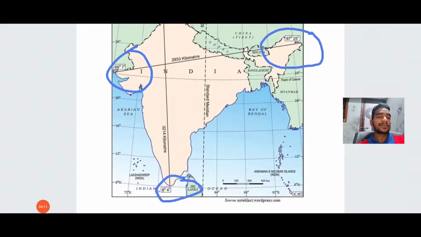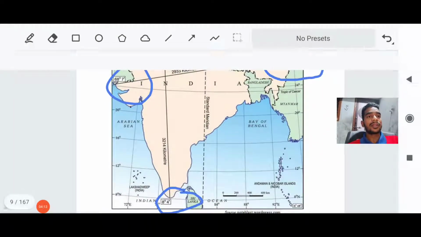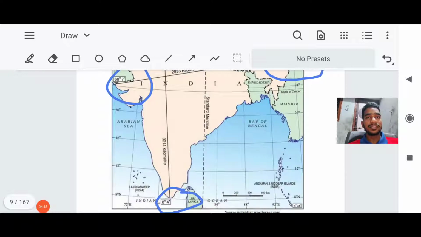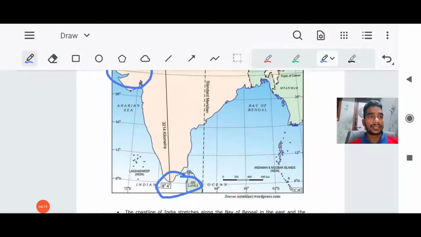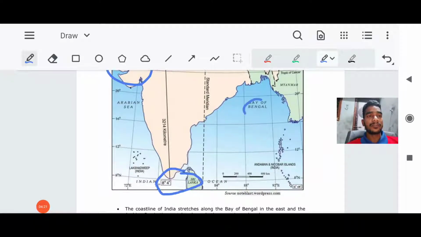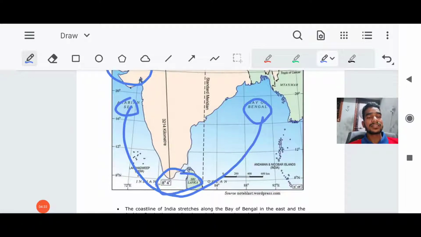You can see the coastline of India is from the Bay of Bengal in the east to the Arabian Sea in the west. If I can show you with the drawing, yes, you can see this. This is the Bay of Bengal and this is the Arabian Sea. This is our coastline that is stretched from the Bay of Bengal to the Arabian Sea. As well as there are two island groups of India, that is Lakshadweep, and the Andaman and Nicobar Islands.